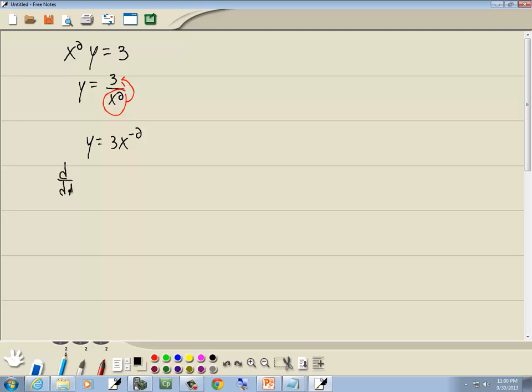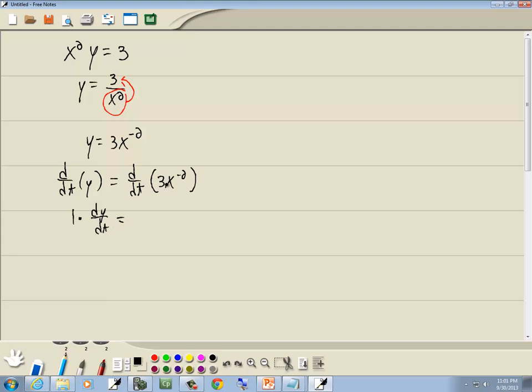Now we want to take the derivative of everything with respect to t. So we'll take the derivative of y with respect to t. We'll take the derivative of 3x to the negative 2 with respect to t. Well, the derivative of y is 1. You take the derivative just like normal, but since we're taking the derivative with respect to t and it's really a y, we have to put on our dy/dt.